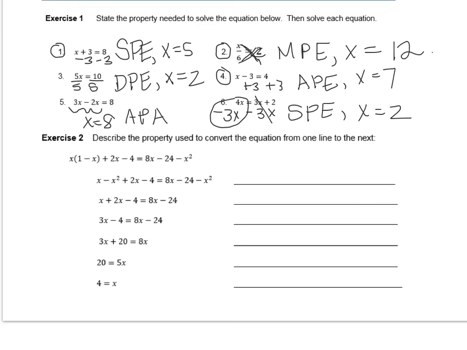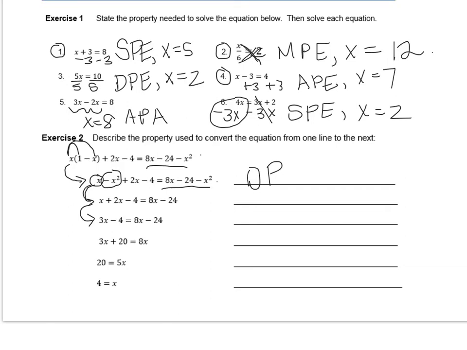So let's try and name the property, and maybe it's one of our old ones, maybe it's one of our new ones that we talked about today. Let's talk about what property we use to get from one step in this equation to the next. Well, if I look at these first 2 steps, the right side and the right side look the same. It's the left side that looks a little different. We got rid of the parentheses, and to do that, we multiplied x times 1, which gave us x, and we multiplied x times negative x, which gave us negative x squared. We use the distributive property.